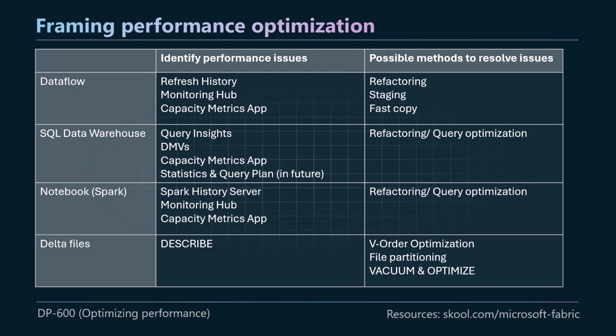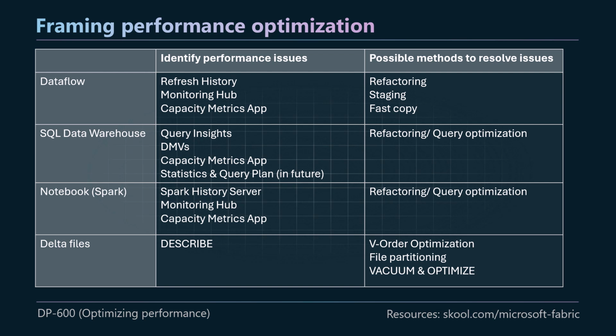Now in the data flow, we have some specific performance optimization features that is worth going through. So we'll be talking a little bit about staging and fast copy as well. Then when it comes to delta file optimization, we're going to go into a bit more detail about V-order optimization, file partitioning, and also the vacuum and optimize, which are two delta table functions that we can implement to improve performance with delta files.